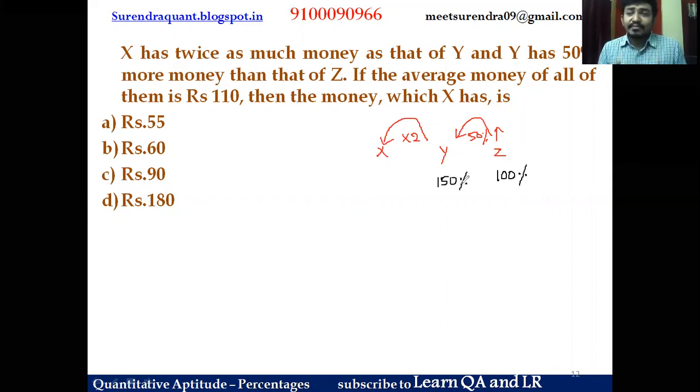But friends, what is the money with X? X is 2 times of Y, right? What is 2 times of 150? That is 300%.